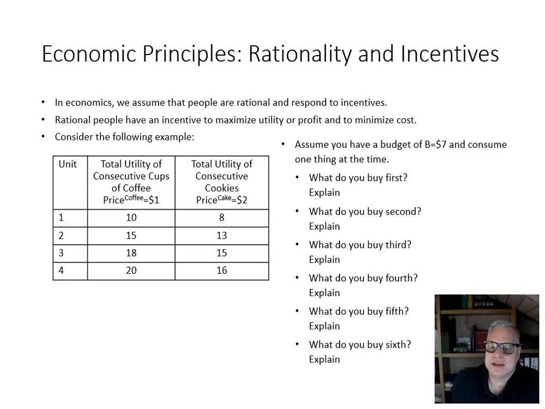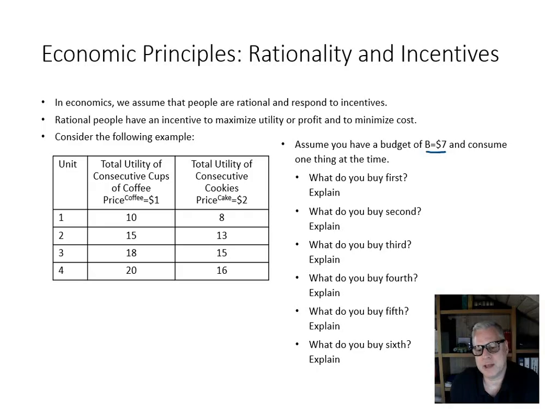So imagine that you have a budget of $7 and you can either consume coffee or cake. And if you have 1 cup of coffee, you value the utility at 10. So that basically means you would be willing to pay up to $10 for a cup of coffee. But then if you have a 2nd cup of coffee, your total utility goes only up to 15. So that means there is an incremental increase of utility of 5.